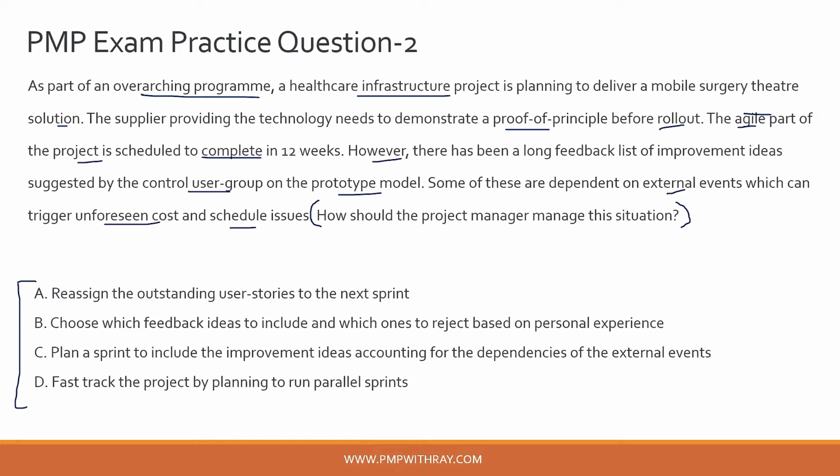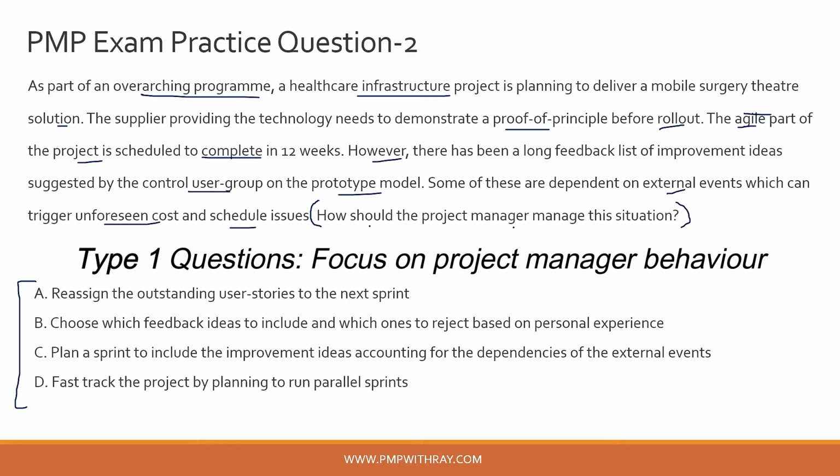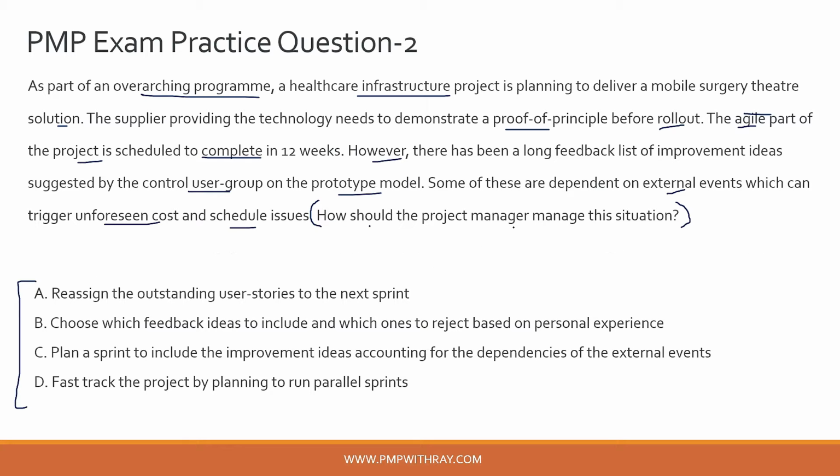And with the stem, which mentions how the project manager should manage this situation, typically hints at a type 1 question. So it will be the ideal project manager behavior framework coupled with the positive bias principle that we need to use. And what is the positive bias principle, guys? It is the premise that we will not reject any option until and unless there is a solid reason to reject that option. Now, with that in mind, let's evaluate options A, B, C, and D and try to find out the correct answer.